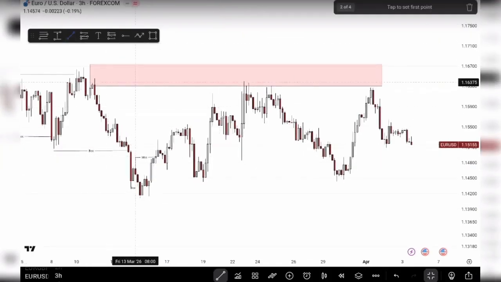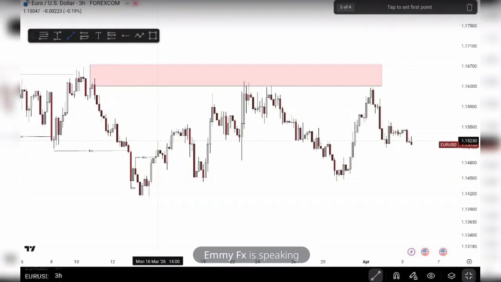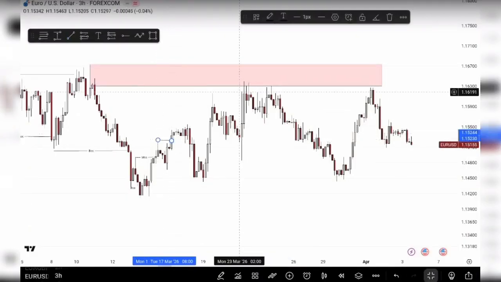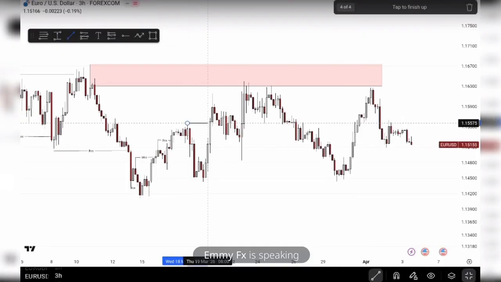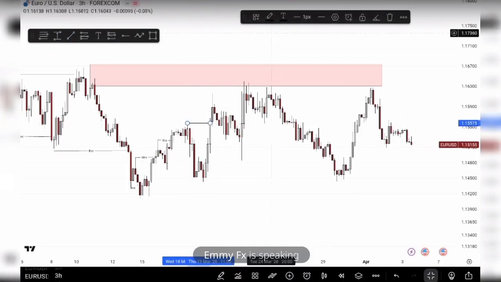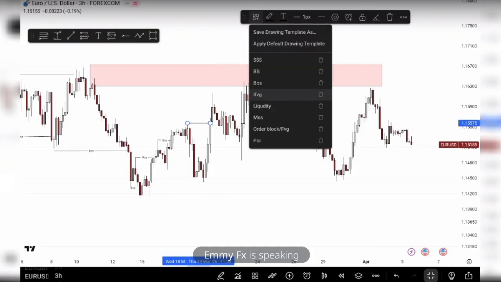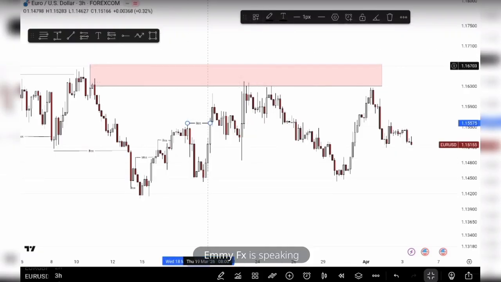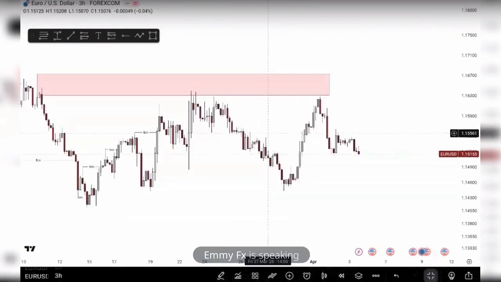And we had another break of structure here. We also have another break of structure. I hope you can see how we are getting the directional bias. Right? So we are getting the directional bias. So this is a resistance zone in which price is moving to the downside.